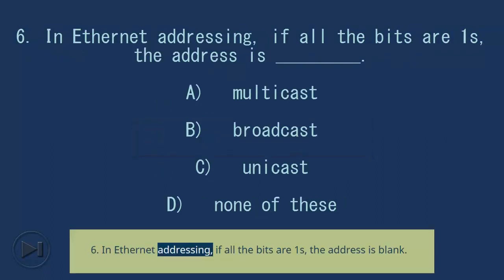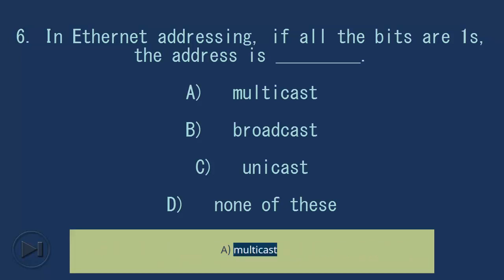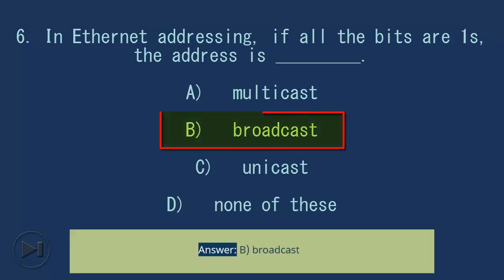6. In Ethernet addressing, if all the bits are ones, the address is blank. A. Multicast. B. Broadcast. C. Unicast. D. None of these. Answer, B. Broadcast.